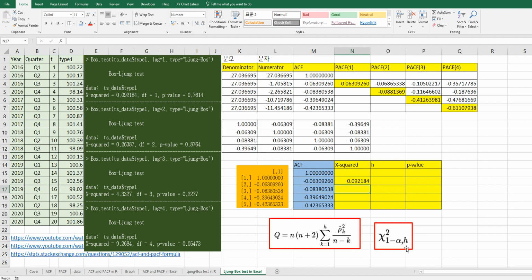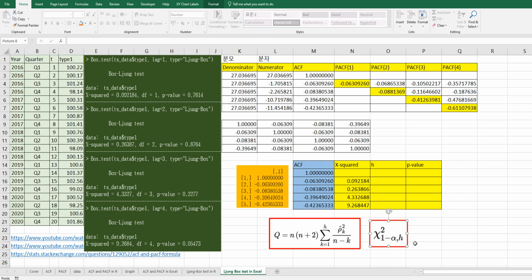All right. For lag 2, lag 1 plus 20 times 22 times rho squared over 20 minus 2, which is 18. Okay, which is the same as this one. And for lag 3, the Q statistic from lag 2 plus 20 times 22 times rho squared over 17. Okay. For lag 4, the Q statistic from lag 3 plus 20 times 22 times rho squared over 16. Right.